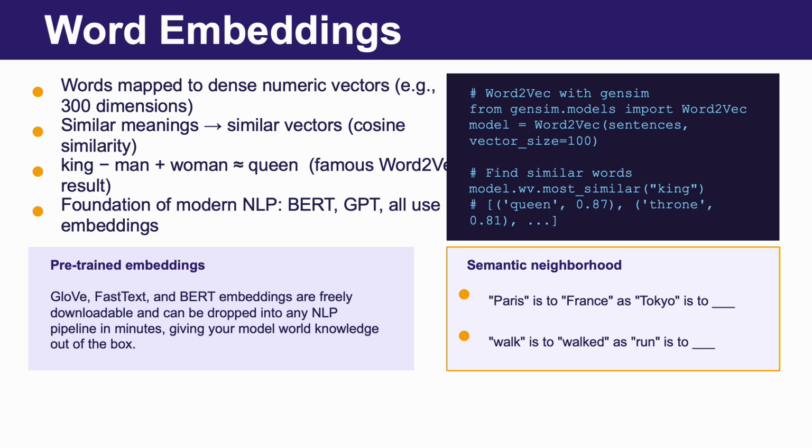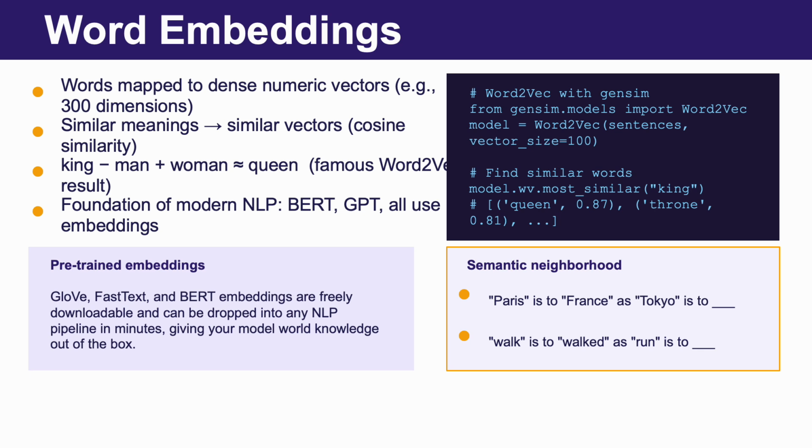The most famous example of what embeddings learn is the analogy king minus man plus woman equals queen. The embedding space organizes words so that gender relationships, country-capital relationships, and verb tenses all form consistent geometric patterns. Embeddings trained on large corpora carry enormous amounts of word knowledge baked into their numbers.